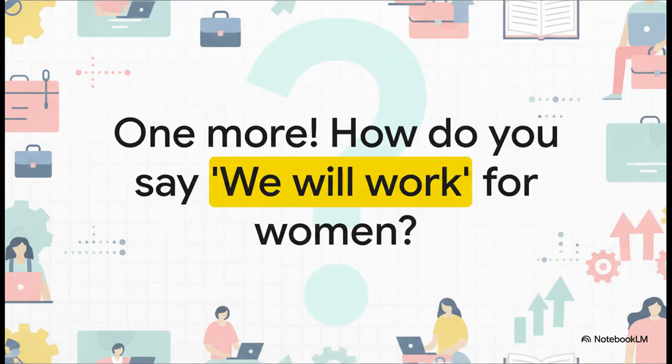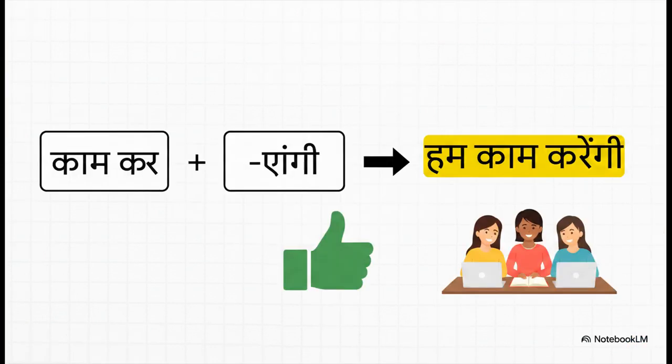Fantastic work. Okay, let's do just one more to really cement this in your brain. The verb is kaam kar, to work. How would you say we will work if we is a group of women? And the answer is, drumroll please, hum काम करेंगी. That's the verb काम kar plus that feminine suffix engi. See? You're totally getting the hang of this.